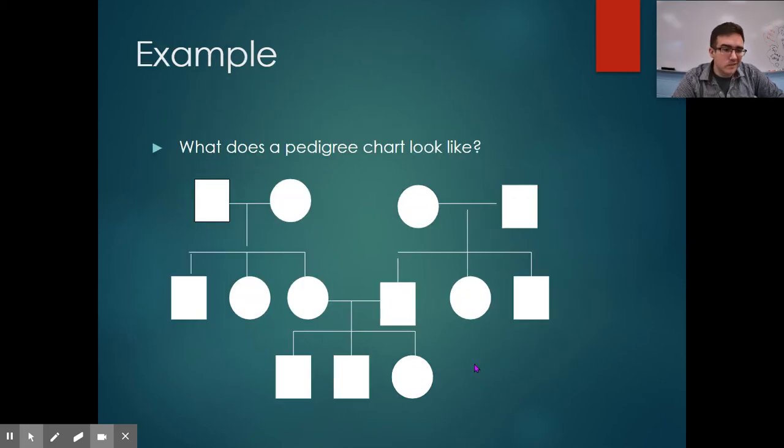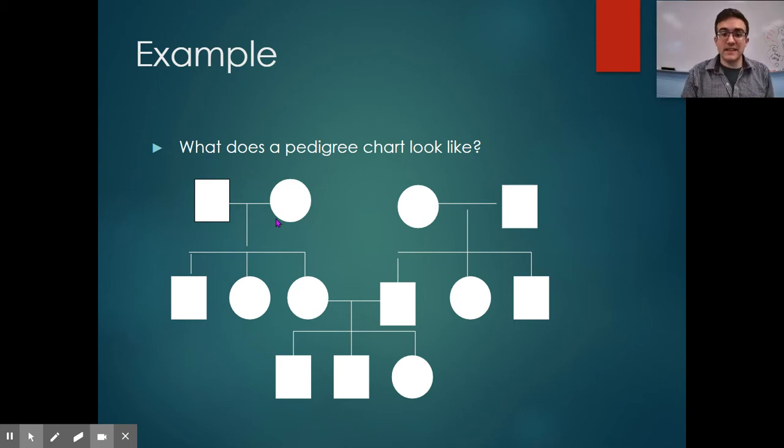So what does a pedigree look like? Well, it looks like this. This couple had 3 kids, a male and 2 females. This couple had 3 kids, two males and 1 female. One of the males of this couple married one of the females from this couple. They married and had 3 kids together. And that's all the pedigree is saying. So the parents of these 3 kids are these 2, and the grandparents of these 3 are up here. So that's all a pedigree looks like.